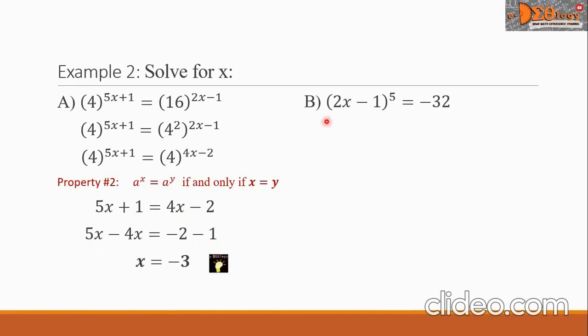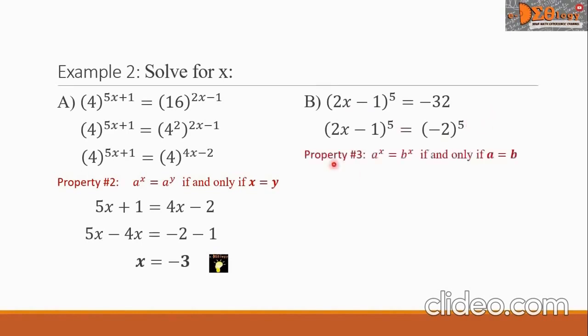Let's go to problem B. The quantity 2x minus 1 is raised to 5 equals negative 32. I know that this negative 32 can be written as negative 2 raised to power 5. And if I do this, I can observe that the exponent here, which is 5, and the exponent here, which is now 5, are now equal.